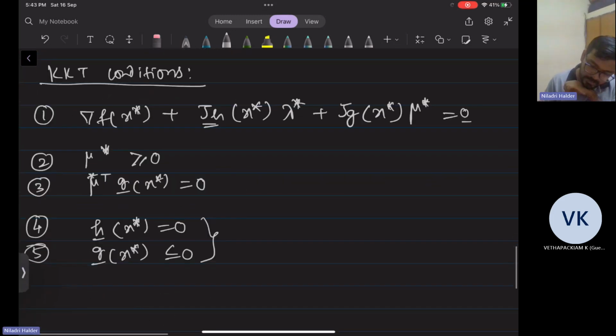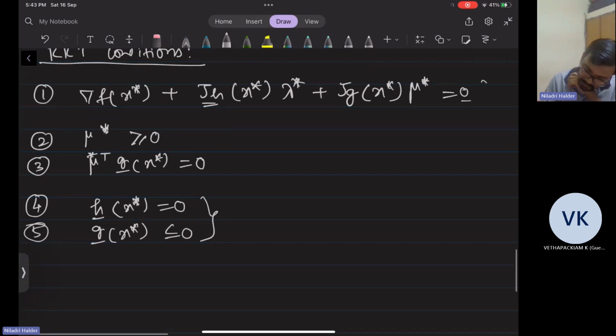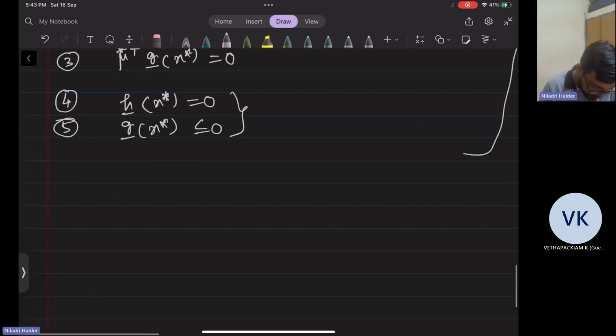I am writing this again. These whole five conditions are the KKT conditions. If you solve these whole five conditions, then you will get the optimal x star value. Okay. So these are the KKT conditions.